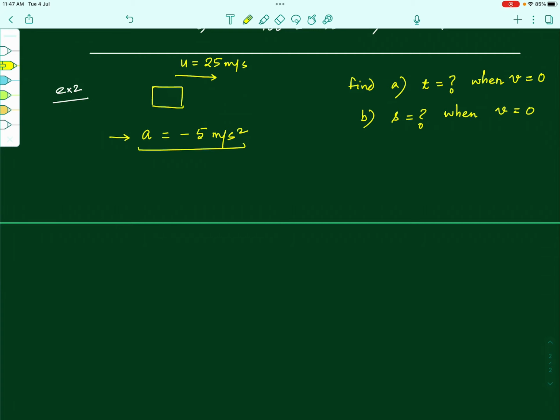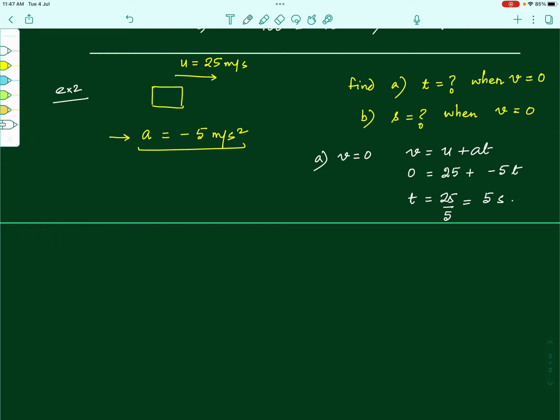So a is minus 5, u we know is 25. For the first part of the question, part A, we can say that if the velocity has to go to 0 and we are supposed to find out time, we can get it easily from v is equal to u plus at. v is 0, u is 25 plus a is minus 5 times t. So when you solve this, we will get t is equal to 25 by 5. That will be 5 seconds, right?